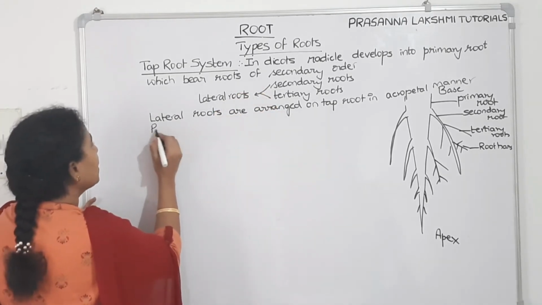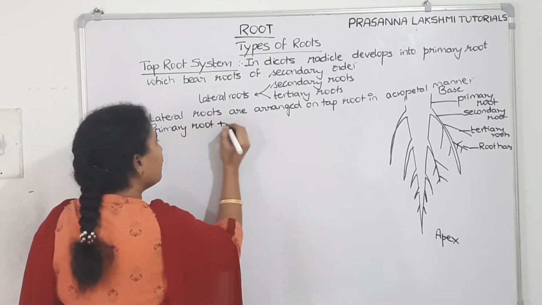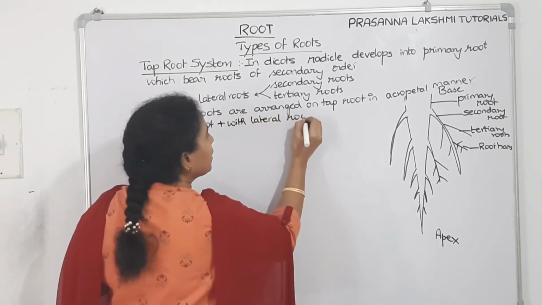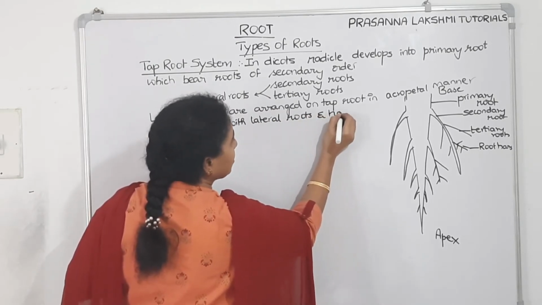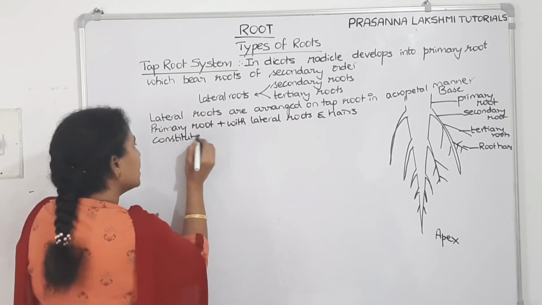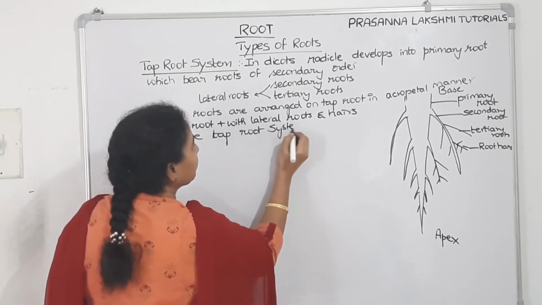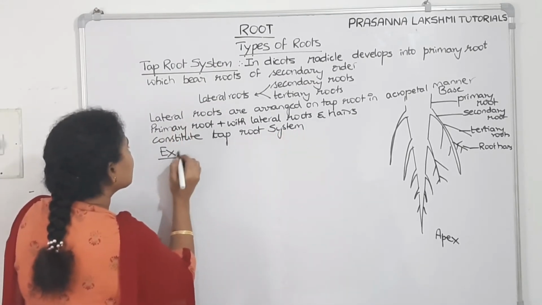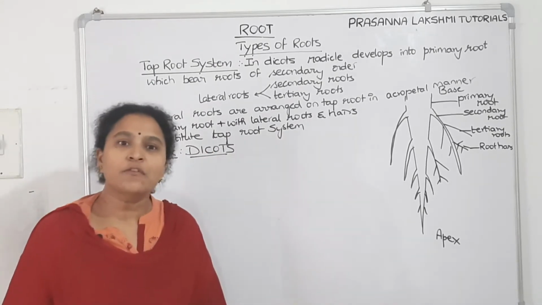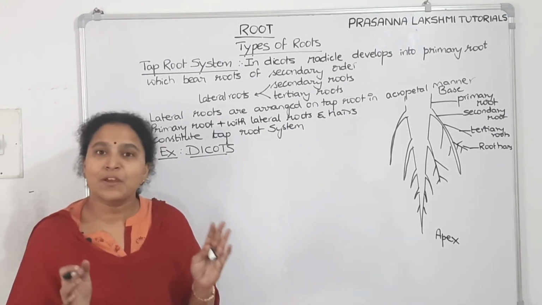What is taproot system? Primary root with the lateral roots and root hairs constitute the taproot system. It is called taproot system, and taproot system is a characteristic feature of dicot plants. Understood about taproot system? So in all the dicots, in woody trees, we find taproots.